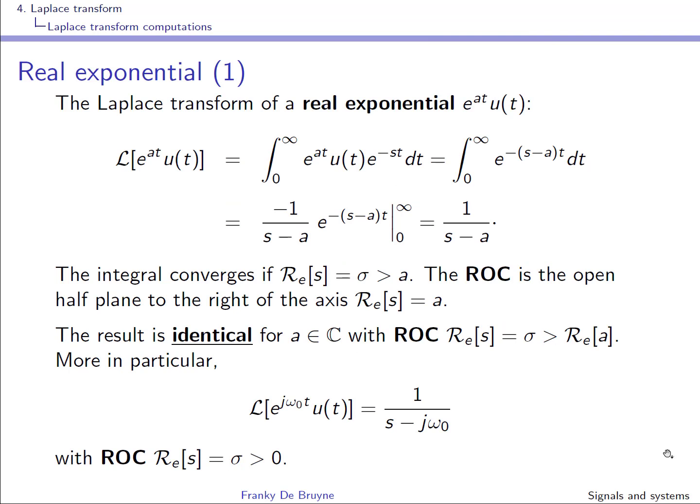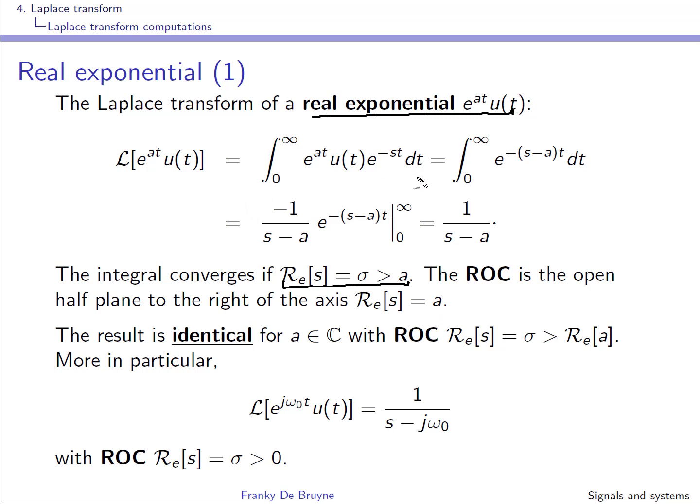So let us continue with our catalog of Laplace transforms, and now we are going to compute the Laplace transform of a real exponential function. This is a function that we have already considered, but not for the Laplace transform. We've used it as an example to compute the region of convergence, and we had seen that the region of convergence for this type of function was sigma larger than a. So it's the open half plane to the right of sigma equal to a, right? But we haven't yet computed the Laplace transform.